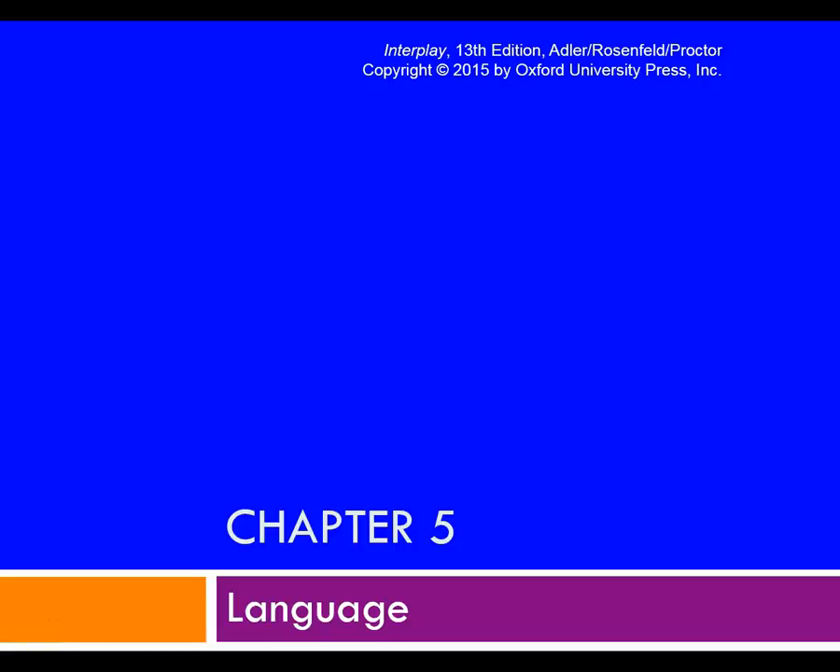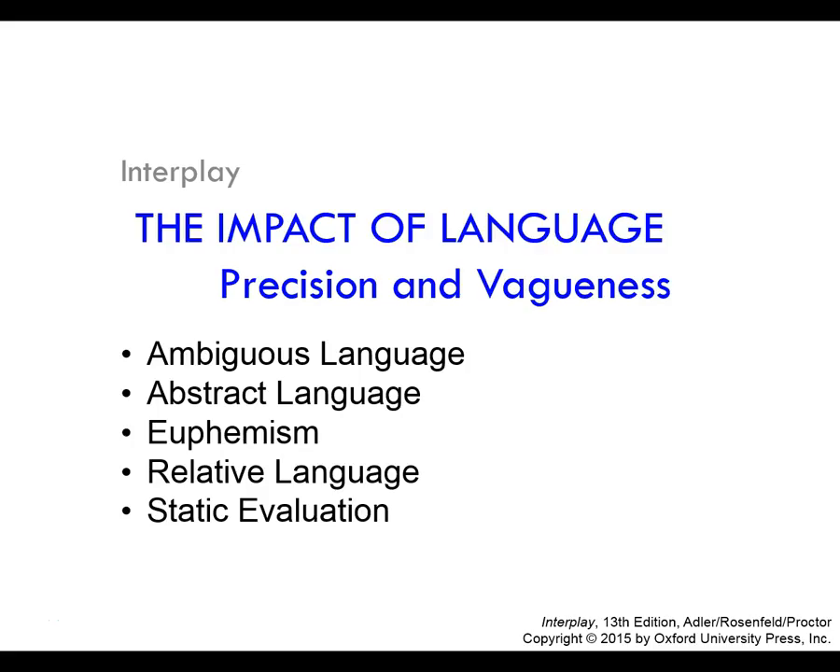This presentation will focus on Chapter 5 from Interplay and the topic of language. We will particularly be looking at precision and vagueness in language, and how the language that we use is vague intentionally, sometimes unintentionally. We'll focus on 5 concepts in this area: ambiguous language, abstract language, the use of euphemism, relative language, and static evaluation.